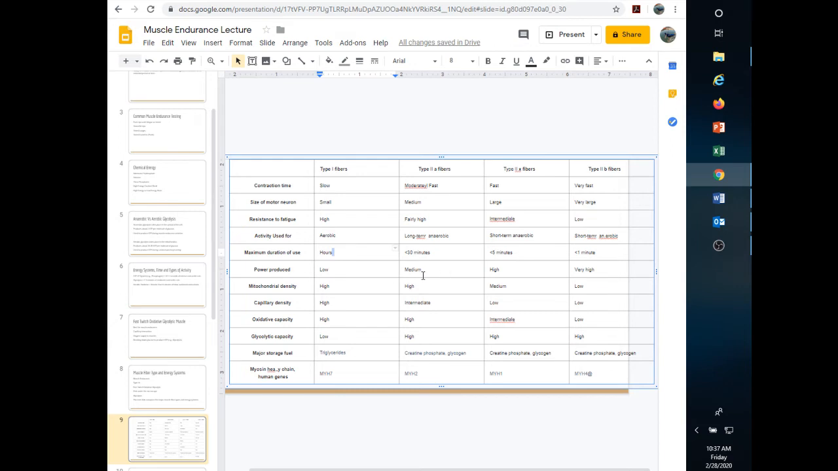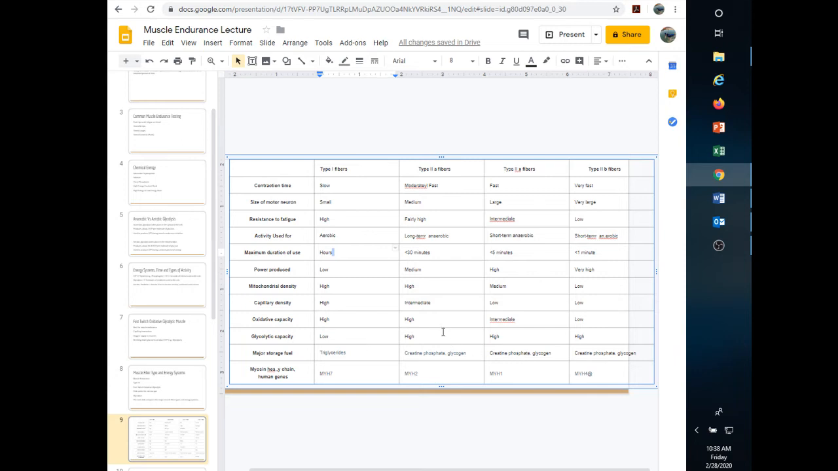Power produced, medium. So this is not all out power. This is sustained power that's moderately intense. Mitochondrial density, it's still high because we're still getting a lot of oxygen. Capillary density, intermediate. That's why if you looked at these underneath the microscope, they're going to be kind of pinkish. They're not going to be dark because there's not as much myoglobin. They're as slow twitch, but there's a lot more than the fast twitch fibers. Oxidative capacity is high. Getting a lot of oxygen to the tissue.